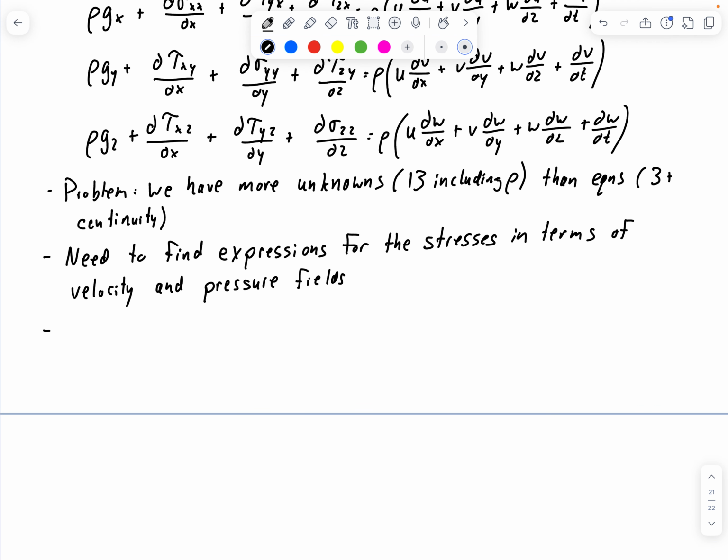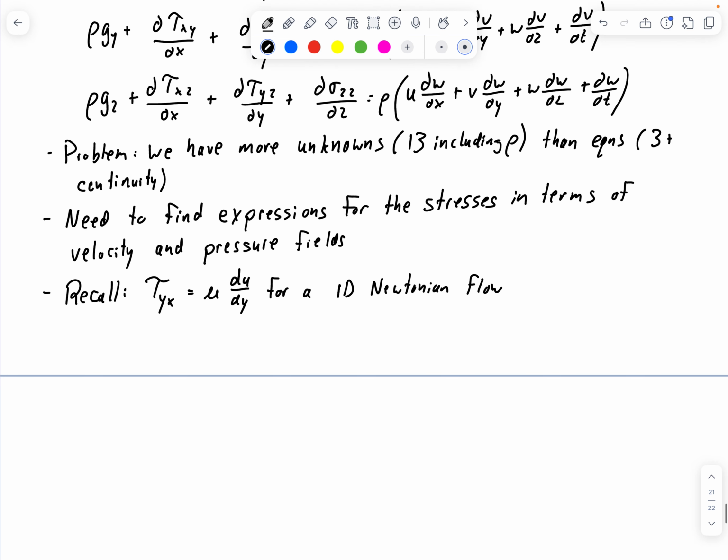And we've seen something like this before. If you'll recall from earlier in the class, we defined that tau, and this was tau sub yx, although we didn't say it at the time. This is equal to mu times du by dy. And this was for a 1D Newtonian fluid flow. And so for a 3D flow, we can come up with similar expressions, or the full expression here, and write the shear stresses down in terms of gradients of the velocities.